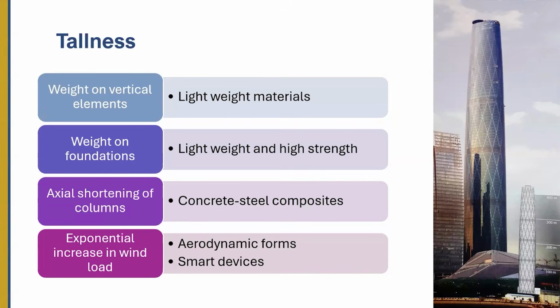Weight on the foundation, weight on the vertical elements will increase, multiplied by the number of floors. So it has to be managed either by lightweight or high strength material. So normally we use high strength material or lightweight material to solve this problem. Other one is axial shortening of columns, because when you apply a vertical load, there is a strain. We talked about that in the previous course. And normally that strain is 0.001 or whatever, very small. But if you multiply that by 100 meters, that strain suddenly becomes millimeters and centimeters.